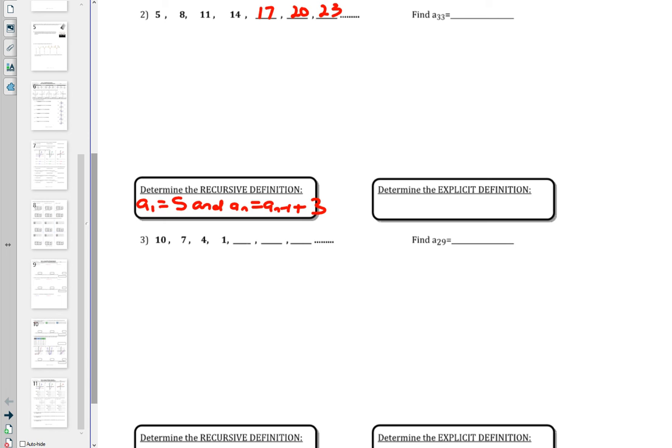So, the explicit definition is the original amount, which is 5. The common difference here is plus 5, then minus 1. See it like that. If this were like a Khan Academy problem, it should be fine with you entering it like that also.